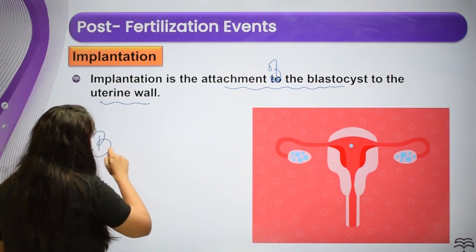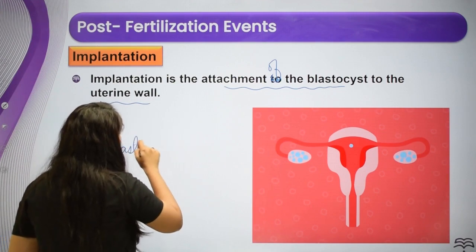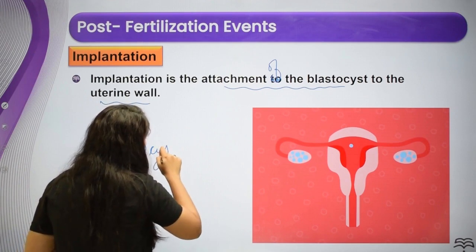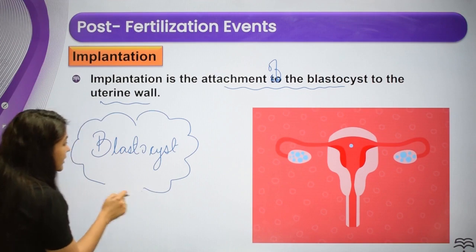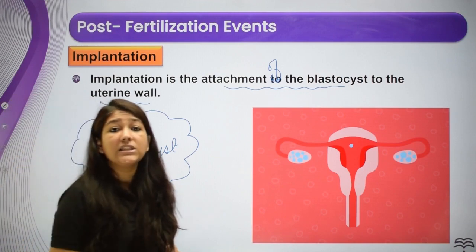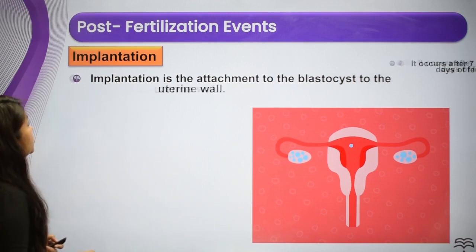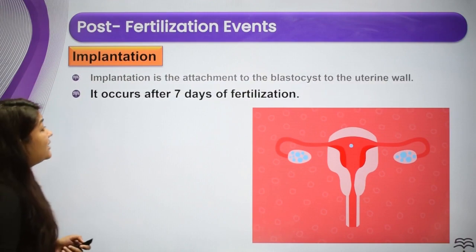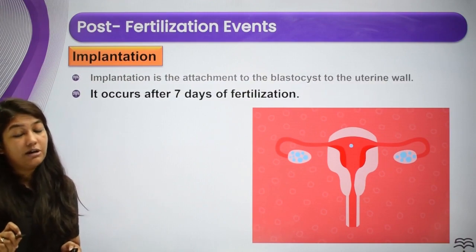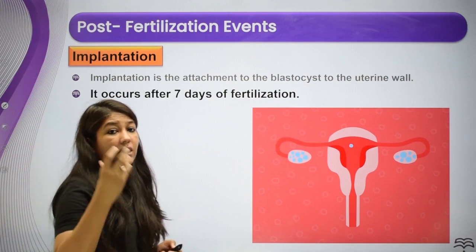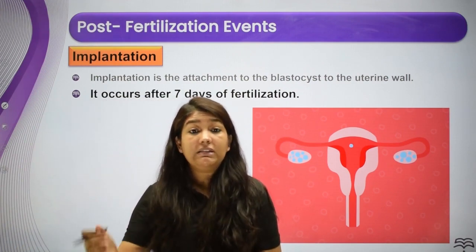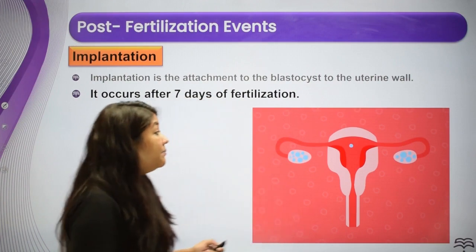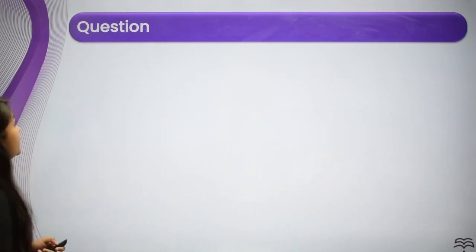Stage का नाम बहुत important है, इस पे भी question आ सकता है. कौन सा stage का attachment होता है? Blastocyst stage का attachment होता है. This is the stage at which the implantation process is happening. It occurs after 7 days of fertilization. So हम लोग assume करते हैं that fertilization हो चुका है, उसके almost 7th to 8th day पे क्या होगा? The process of implantation is going to occur.